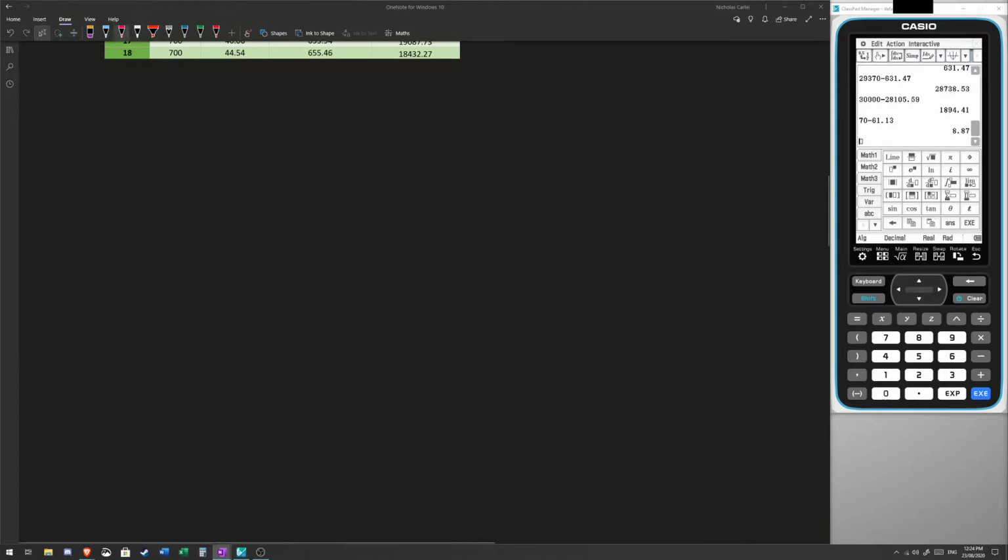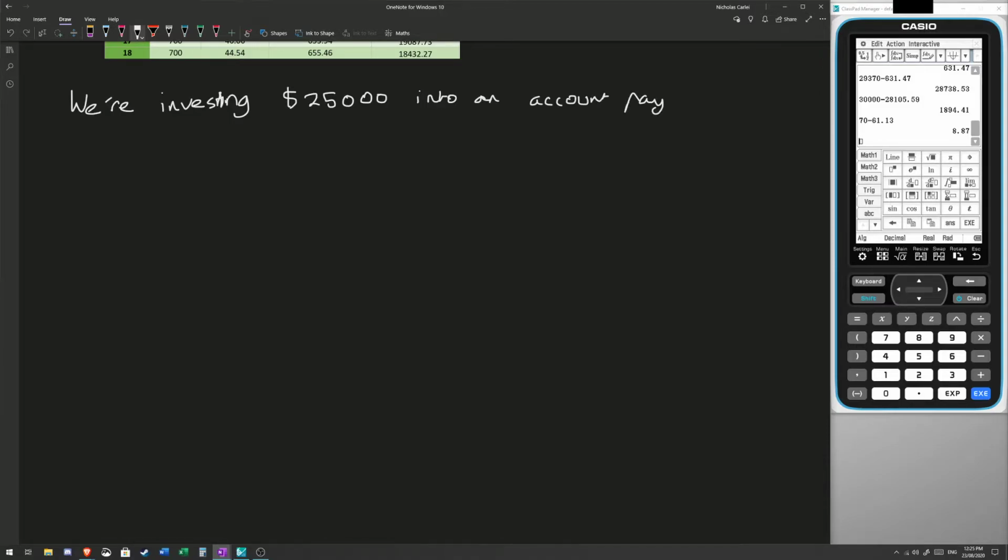So, the question that I can explain against. We're investing $25,000 into an account, paying 3.6, 20.6% per annum. Compounding fortnightly, actually.